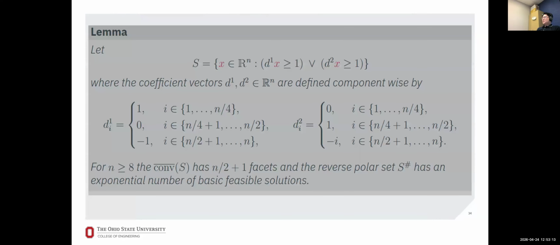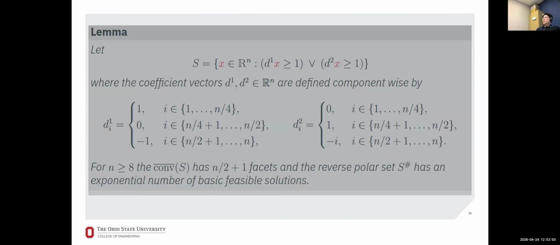Here is a similarly terrifying example. So here's just 2 disjunctions, and we would normalize the right-hand side to 1. The first disjunction is composed of 1s, 0s, and -1s, kind of just alternating. The second disjunction is composed of 0s, 1s, and a number that increases linearly. In this case, we can demonstrate that there are a linear number of facets and an exponential number of bases. So naive primal simplex on the reverse polar is at risk here. We may have to be more clever to explore this, even in simple cases.